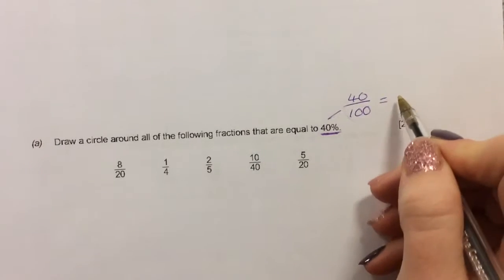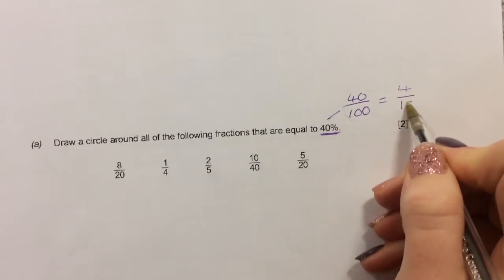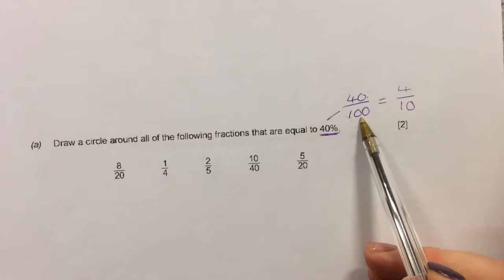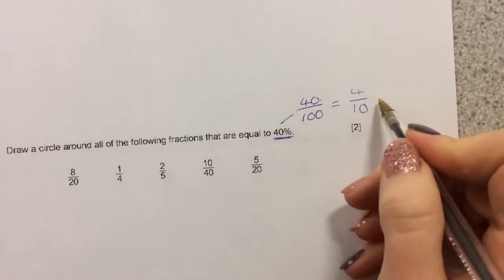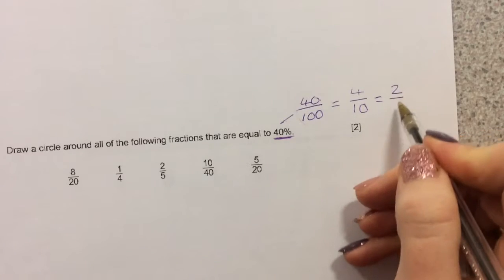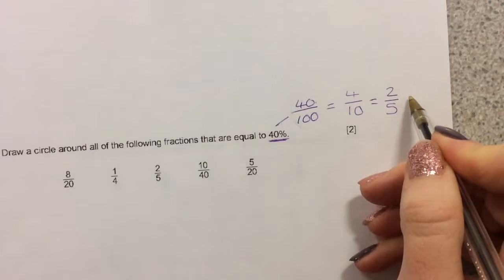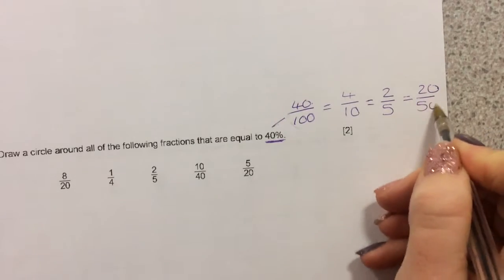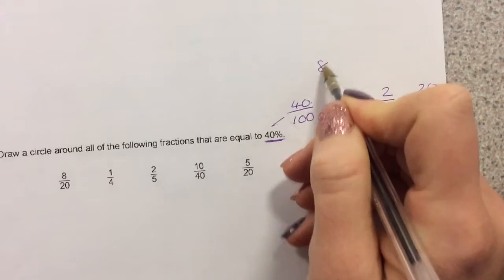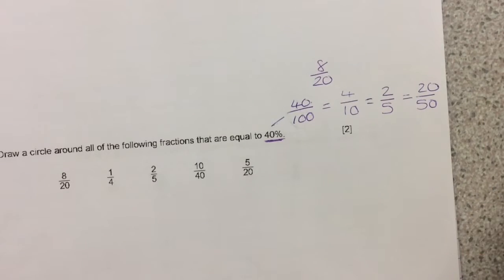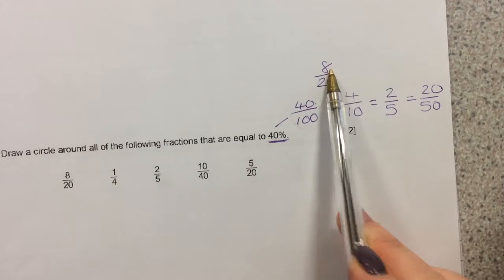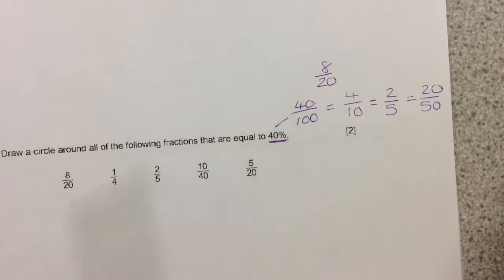So I know that that would be the same as 4 over 10, just dividing the numerator and the denominator by 10. And that could be the same as 2 over 5, which could be the same as 20 over 50, which could be the same as 8 over 20. So where did I get 8 over 20 from? Well, if I double 4, that gives me 8. If I double 10, that gives me 20.